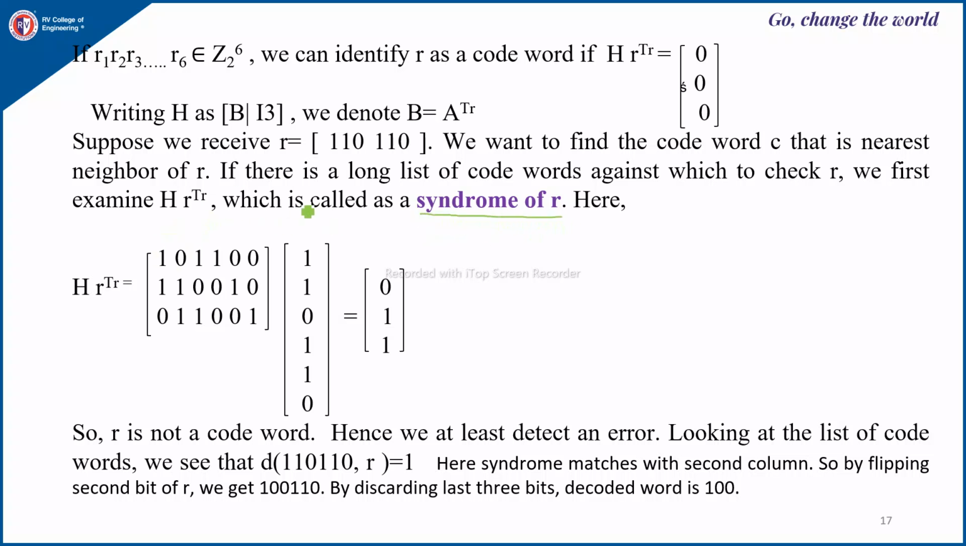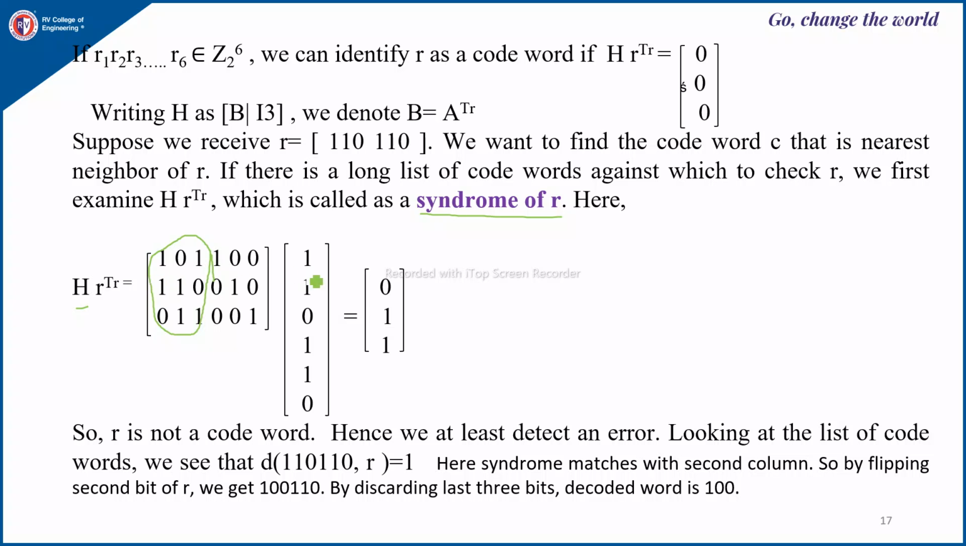So this H matrix is A transpose. That is, if you have been given a generator matrix, then that generator matrix I should write as I3 followed by A. Then A transpose will be my B, which is here. This is the transpose of A followed by the identity matrix. So this will be my H matrix. So H times r transpose, that is, you have made this row matrix into a column matrix.